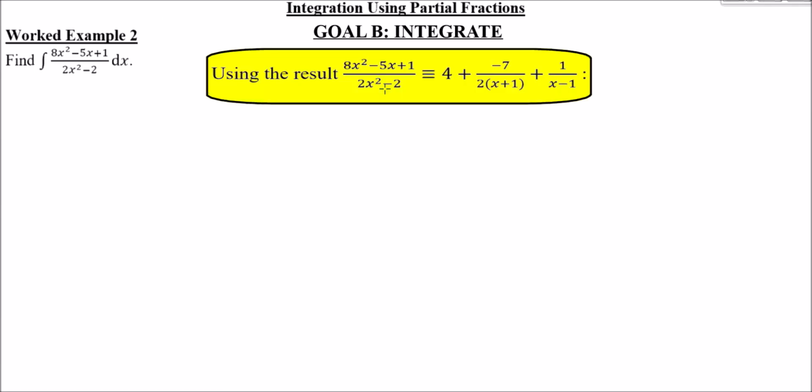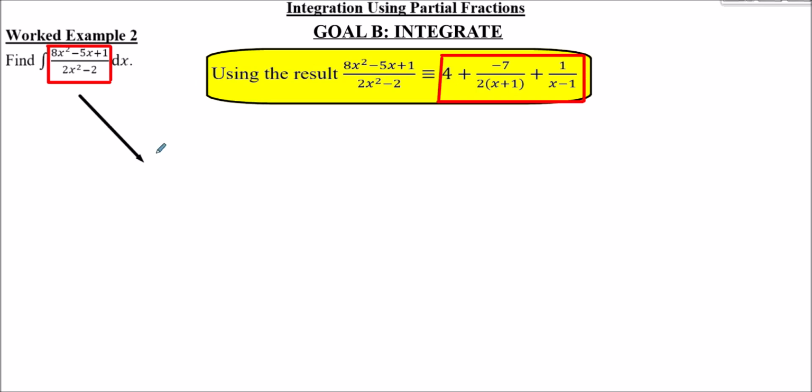So using whichever approach we want, now we've completed goal A and got it into partial fractions, we can now say goodbye to that and think about the final goal, goal B, actually integrating it, using the fact now that 8x squared minus 5x plus 1 over 2x squared minus 2 actually can be written in this form here. And that's exactly what we're going to do. So, because this is how we can rewrite that, then let's do so.